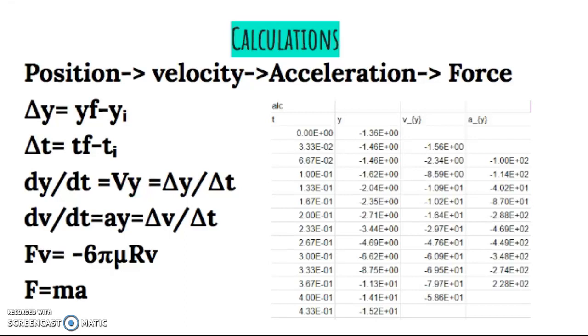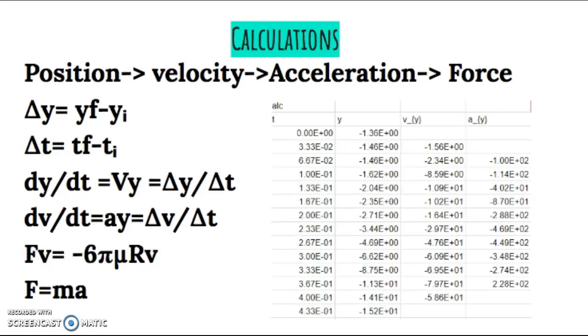These are the equations we used to output values. The equation used to calculate the force of viscosity was dependent upon whether the ball was allowed to reach terminal velocity or not. If the ball reached terminal velocity, such as in soap, the force equation used was force of viscosity equals -6 pi mu rv. If not, we used force equals mass times acceleration, and we used the average acceleration near the end of the drop.